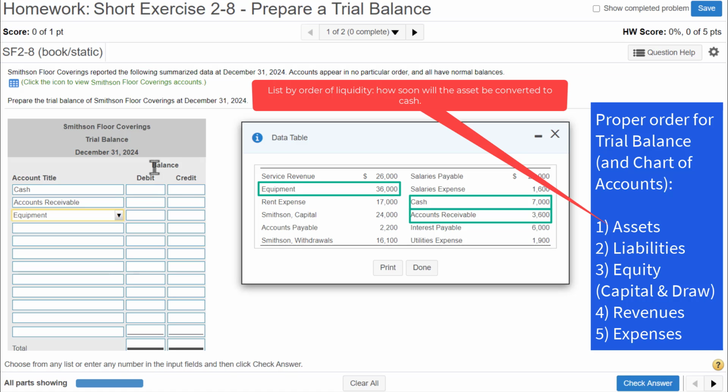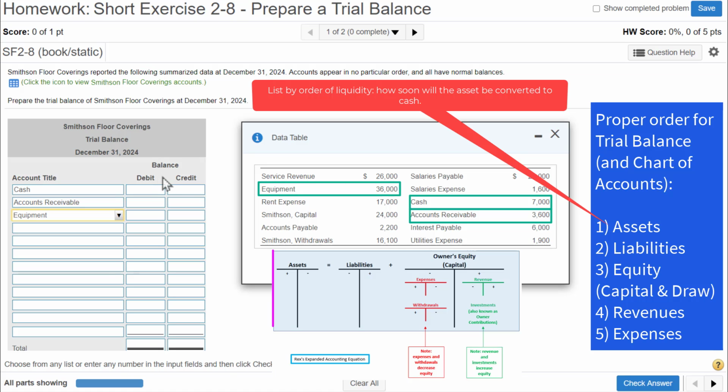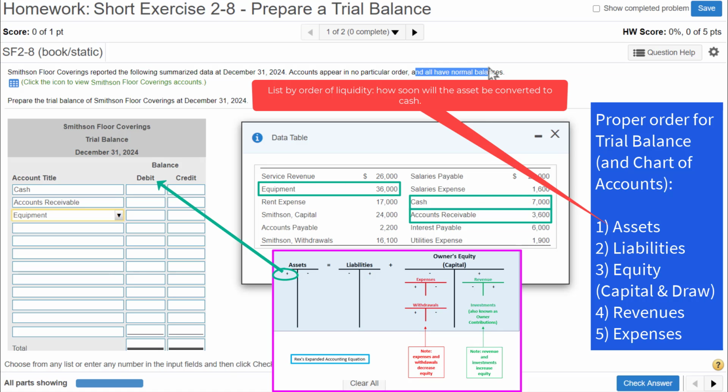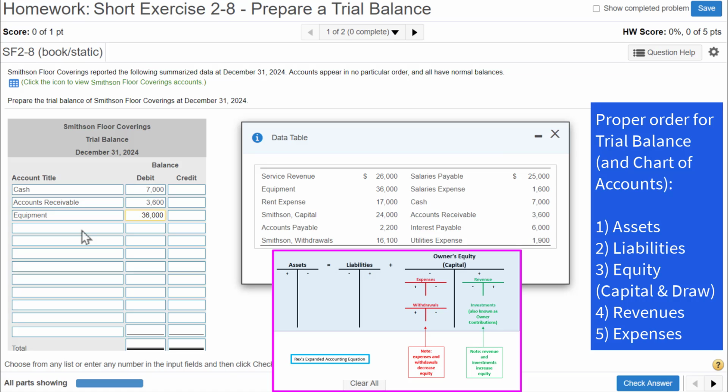Now remember, assets always have the plus sign on the left side. So all of these will be debit balances. And notice up here it also says that all these accounts have normal balances. So cash, I'm just going to copy and paste. Cash, 7 grand. Accounts receivable, 3,600. Equipment, 36,000. All right.